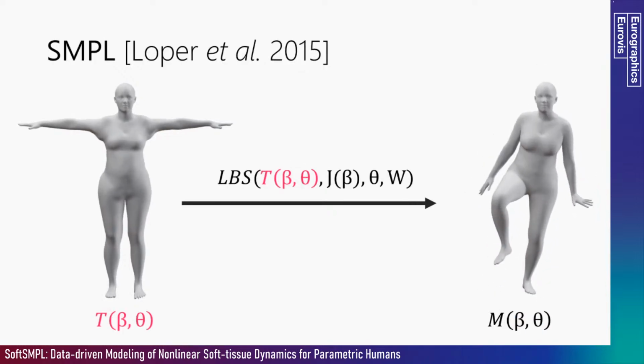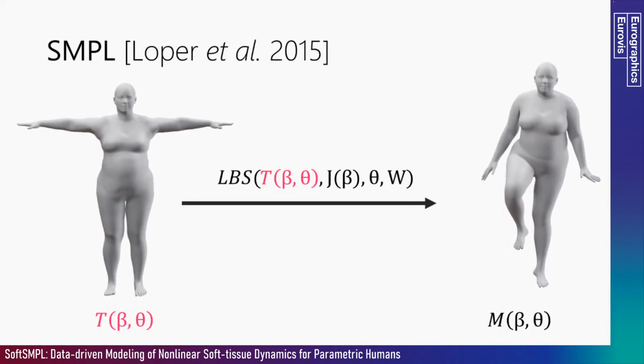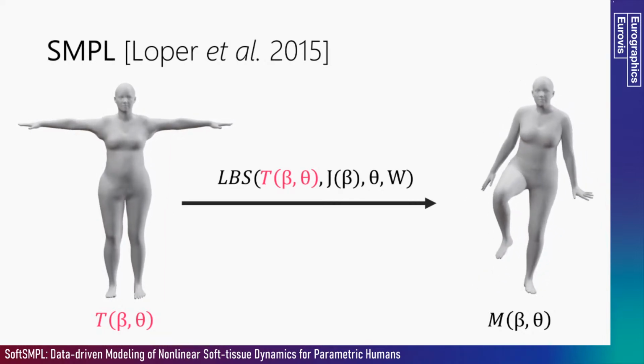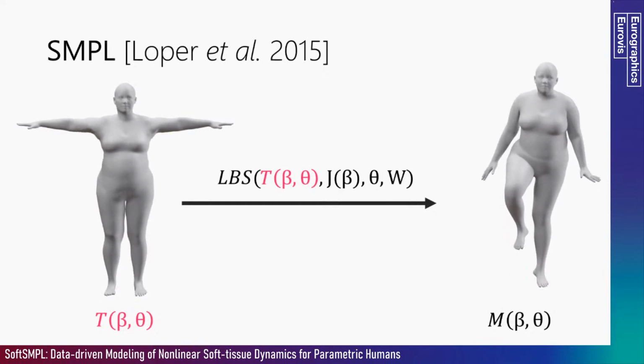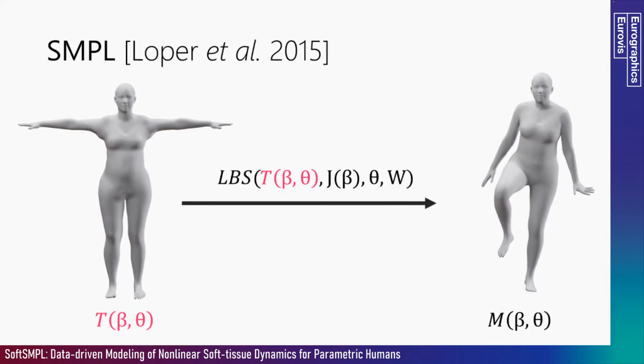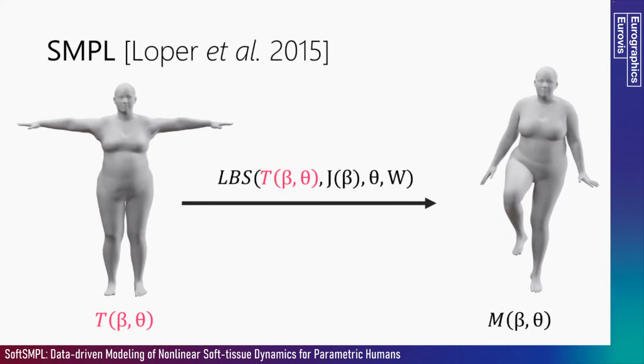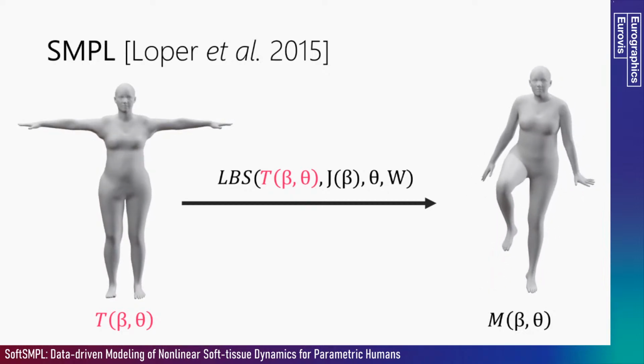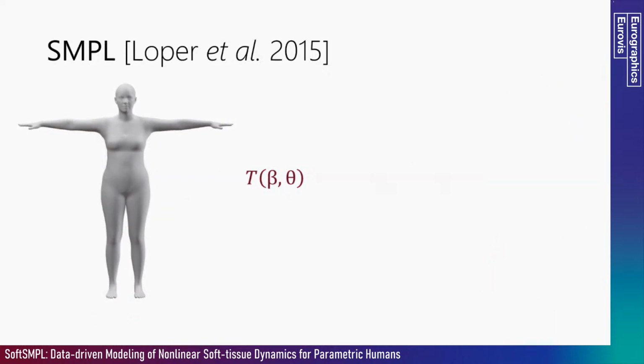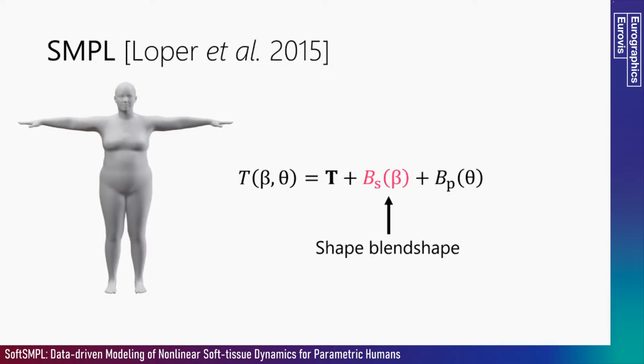The SMPL model extends this technique by replacing the constant template by a parametric one. Specifically, the template is parametrized by a vector of shape coefficients, represented as beta, and the vector of pose coefficients theta. Given these two vectors, the template mesh is obtained by computing two blend shapes and adding them to the initial mesh. The first one, which is called the shape blend shape, receives as input the shape coefficients and returns an offset that transforms the shape of the body.